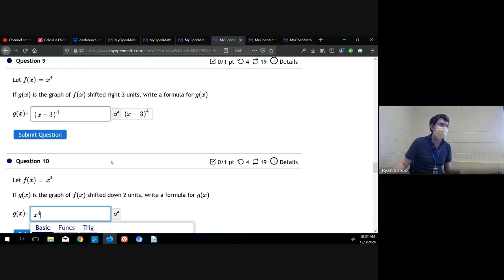Down 2 would be a vertical shift, so it's not with the X. It's outside of that. So to go down 2, I'm just going to go -2. If mine is shifted up 3 units, it would be outside, and it'd be a +3. It's only the horizontal stuff that affects the X. X is the horizontal axis.